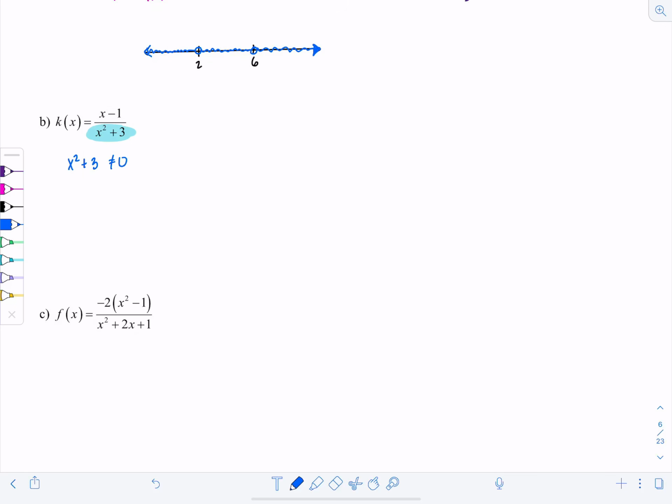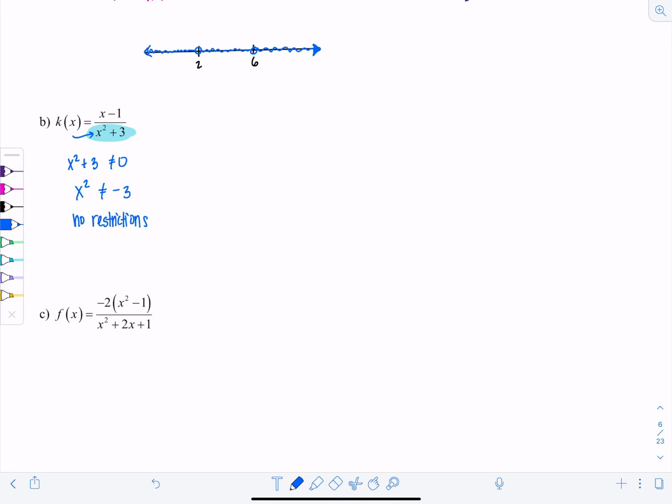So x squared plus 3 cannot be 0, which means x squared cannot equal negative 3. But is it possible? Can you think of any real number that if I were to square it, it would come out to be negative 3? No way, that's never going to happen. So what does that mean for us? That means that there's no restrictions. I don't have to worry about the denominator being 0, ever. It's not happening. And if you look back, it should make sense.